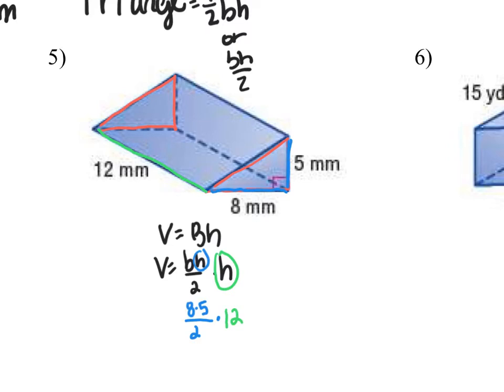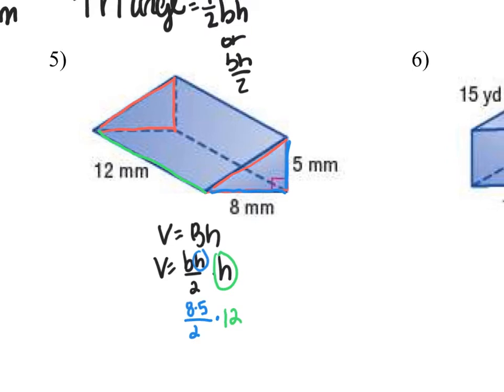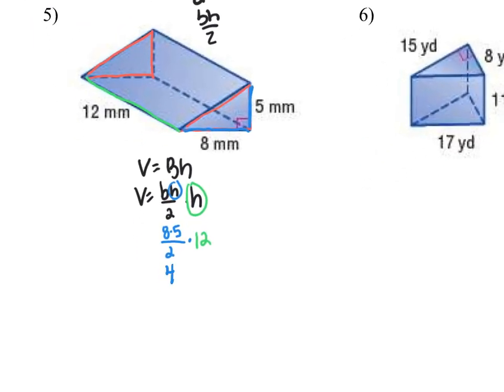8 times 5 is, what's 8 times 5? 40. 40 divided by 2 times 12. 40 divided by 2 is 20. 20 times 12 is 240. And then millimeters cubed. How do you feel about that? A little easier? Okay, we're going to go on to this third one in just a minute when y'all get finished writing.